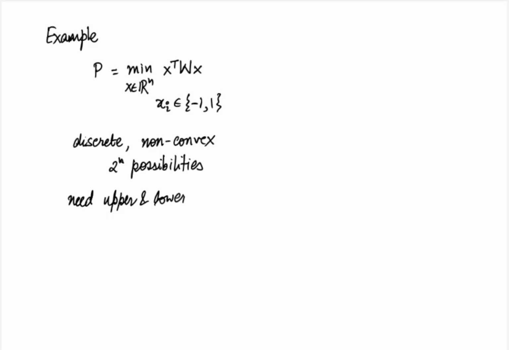So how can the objective of this problem be upper and lower bounded? First, the upper bound is easy. Just take any feasible vector and evaluate the objective at that vector. By definition, that becomes the upper bound of the minimum value the objective can take, that is p.